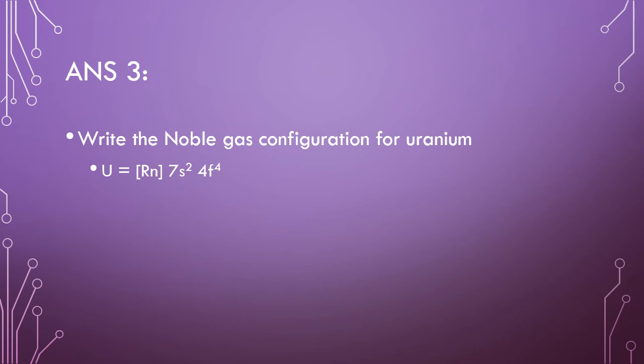You may have noticed the noble gases usually end with p6, which means you're usually going to continue and start up your noble gas configuration after the noble gas symbol with some sort of s orbital.